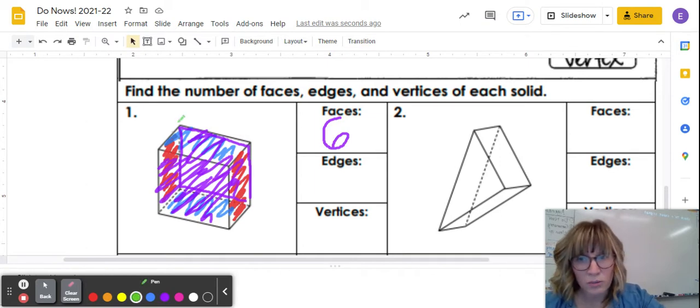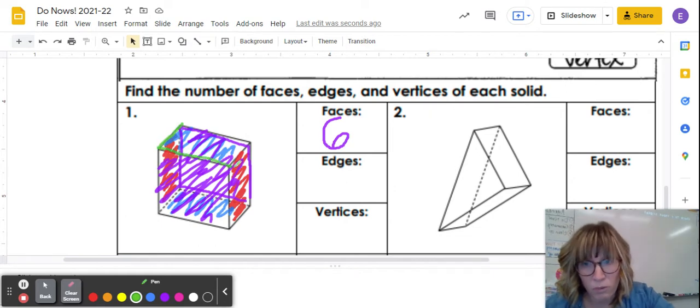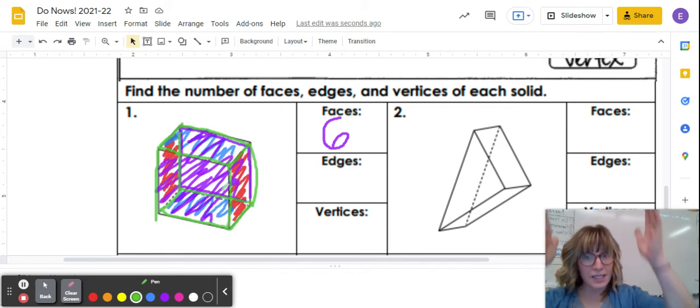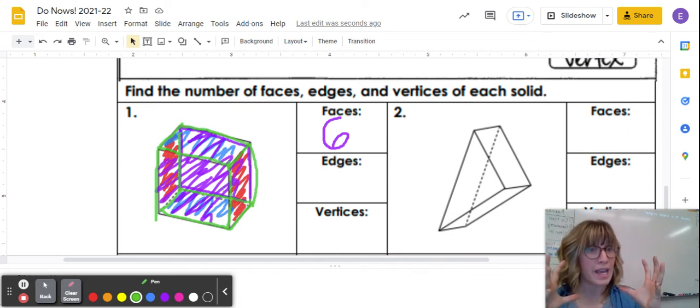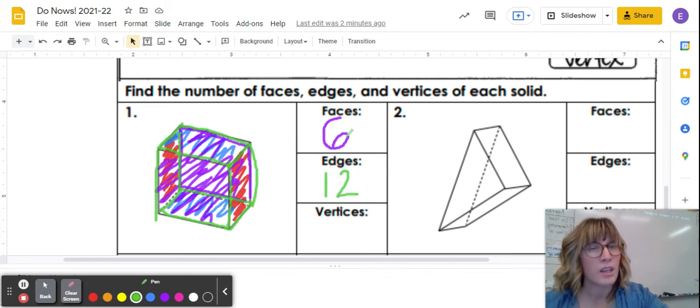If we think about edges, edges are the parts that come together, these edges here, where 2 faces meet. So we have 1, 2, 3, 4 edges here. We have 1, 2, 3, 4 edges on the bottom. And then we also have 1, 2, 3, 4 edges coming together, holding this shape up and down. So in total, we have 1, 2, 3, 4, 5, 6, 7, 8, 9, 10, 11, 12 edges. Interesting, we have double the amount of edges as faces.